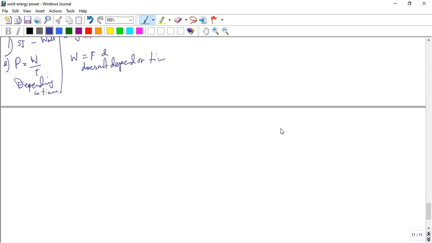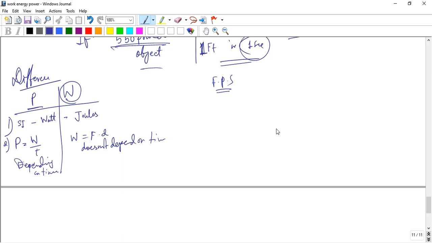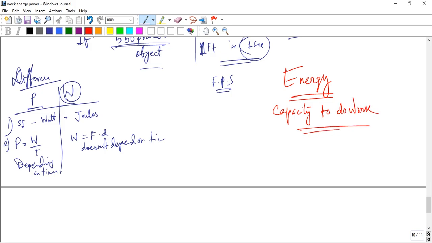Now we discuss the energy. What is energy? The energy of a body is its capacity to do work. That is energy. So simple. The SI unit of energy is also joules. So energy is also joule, and the CGS unit is also the same.